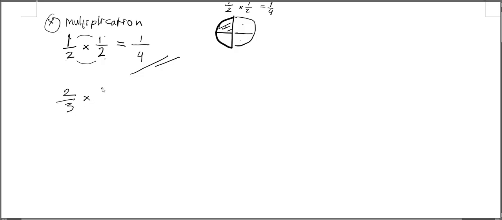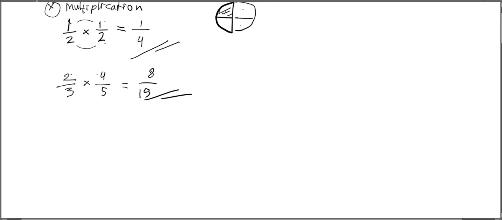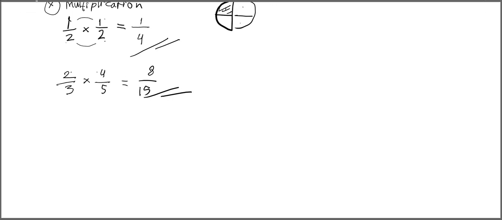Okay, for the next, maybe we will discuss a little bit more complex number. 2 per 3 times 4 per 5. It's simple. Just 2 times 4 equals 8, and 3 times 5 equals 15. That's all. Okay, so next we are going to discuss the division.